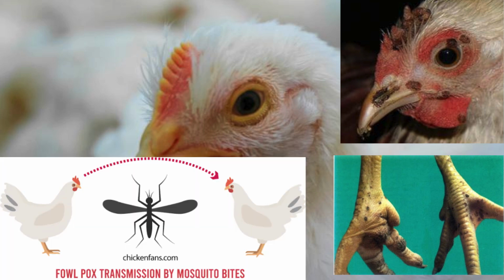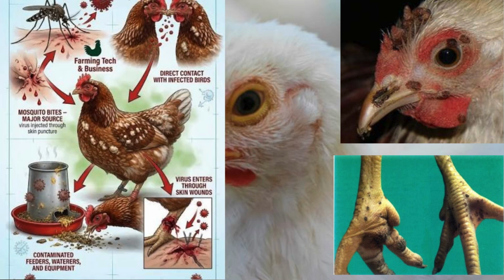How fowl pox spreads. The virus is commonly spread through mosquito bites and other biting insects, direct contact with infected birds, contaminated equipment, feeders, and drinkers, skin wounds and scratches, and scabs from infected birds, which contain large amounts of virus. The virus is highly resistant and can survive for months in dried scabs and contaminated poultry houses.